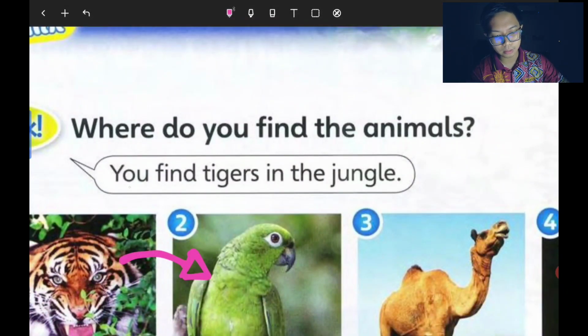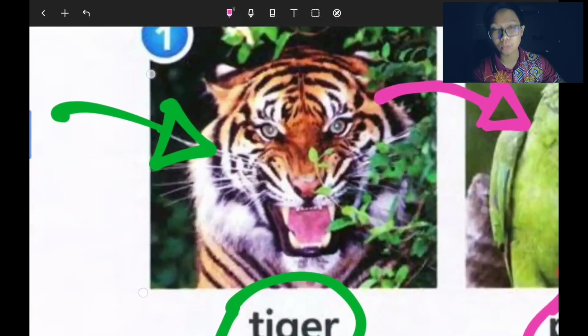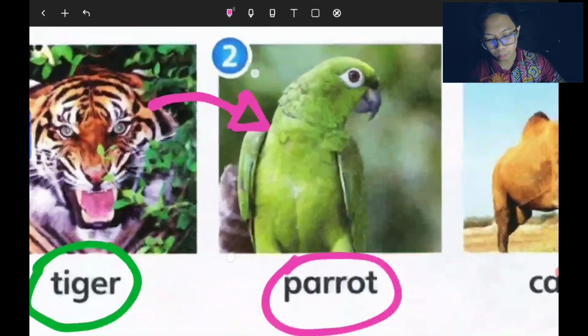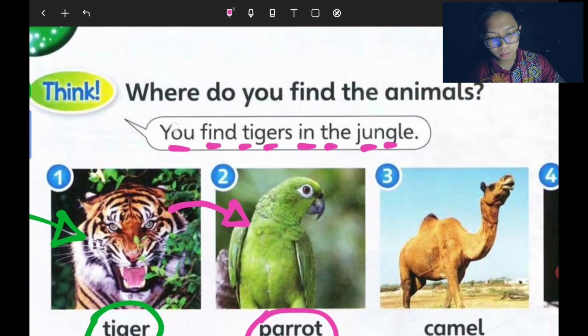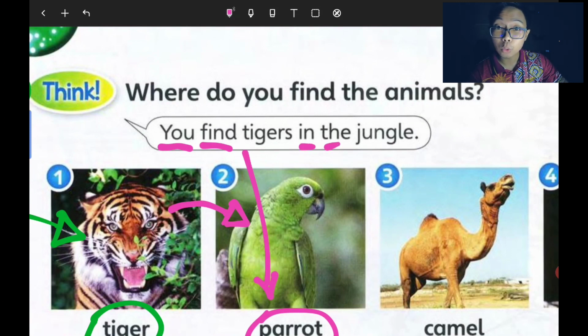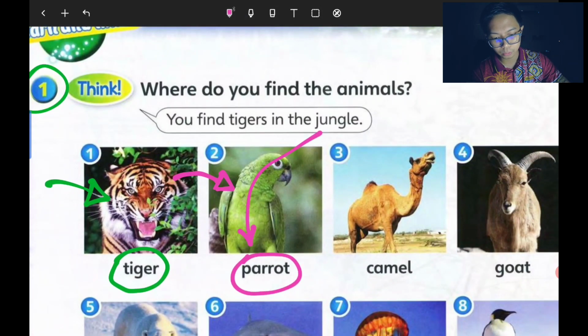Then look at this sentence. You find tigers, ada banyak harimau, tigers in the jungle. Okay, di hutan yang banyak pokok tuh ada harimau. Oh, jaga-jaga. So how about parrot? Parrot, we use this sentence again. Kita pakai lagi. You find parrot in the ocean? No. The jungle as well. Di hutan juga. Right, in the jungle as well.